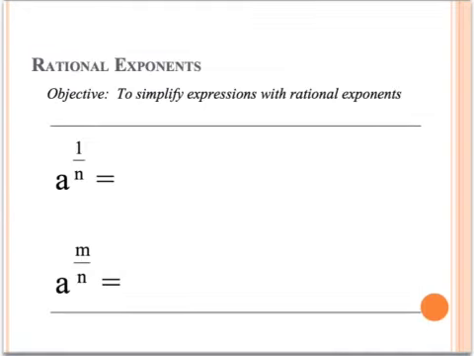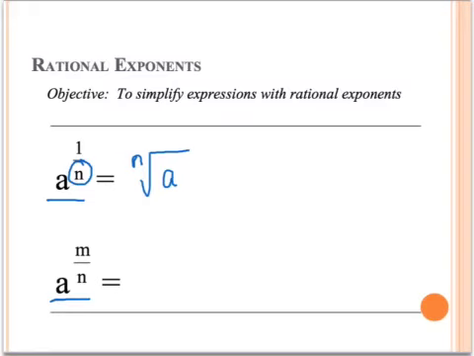So we're going to focus on rational exponents, and our objective is to simplify expressions with rational exponents. The two basic forms of rational exponents are a to the 1/nth power and a to the m/nth power. Now, we can relate these to radical expressions. If you have a to the 1/nth power, the denominator is, in radical form, the index. So this is really the nth root of a.